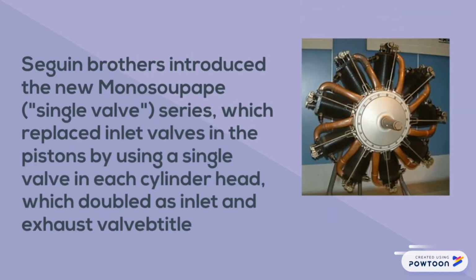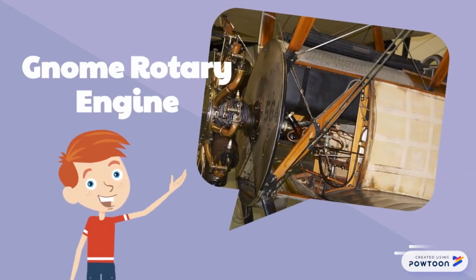The Seguin brothers introduced the new monosoupape, which is a single valve series, and replaced the inlet valve in the piston by using a single valve in each cylinder head, which doubled as inlet and exhaust. In the early days, the Gnome engine was used in warplanes in World War I and World War II. Kind of interesting, isn't it?